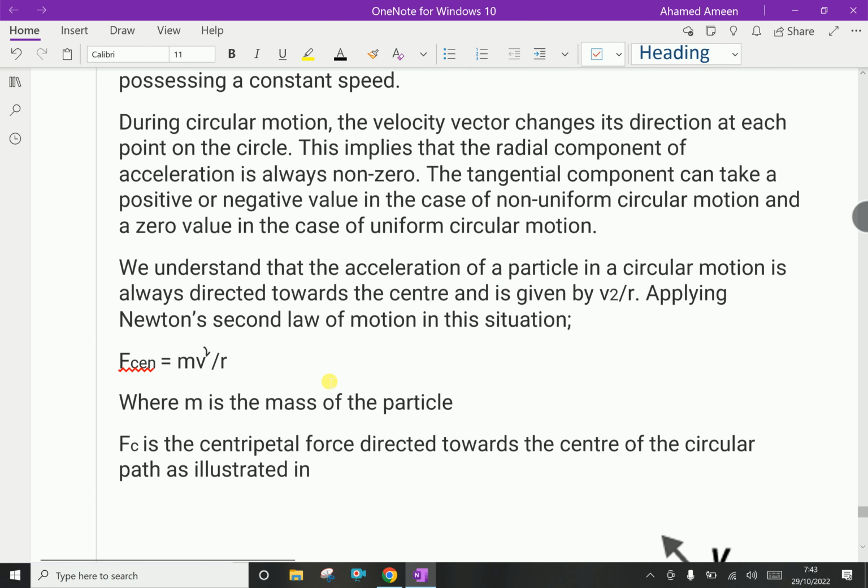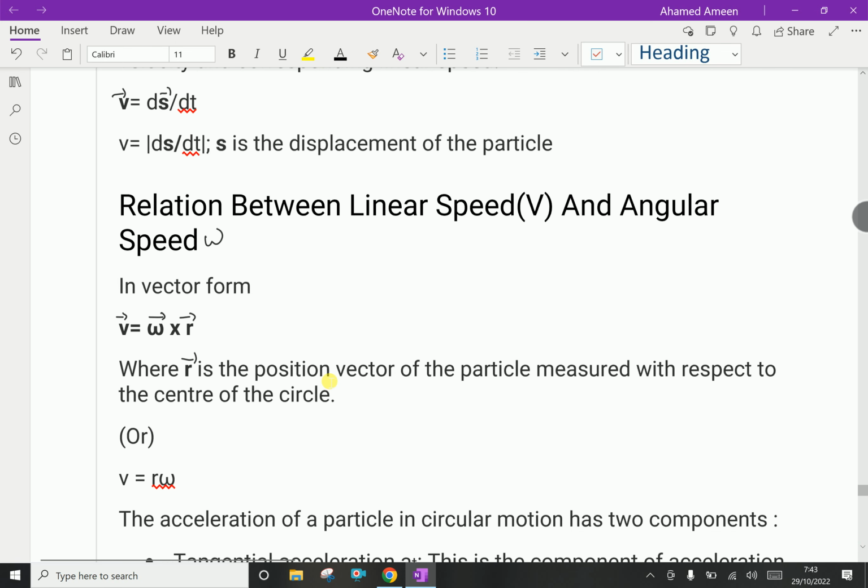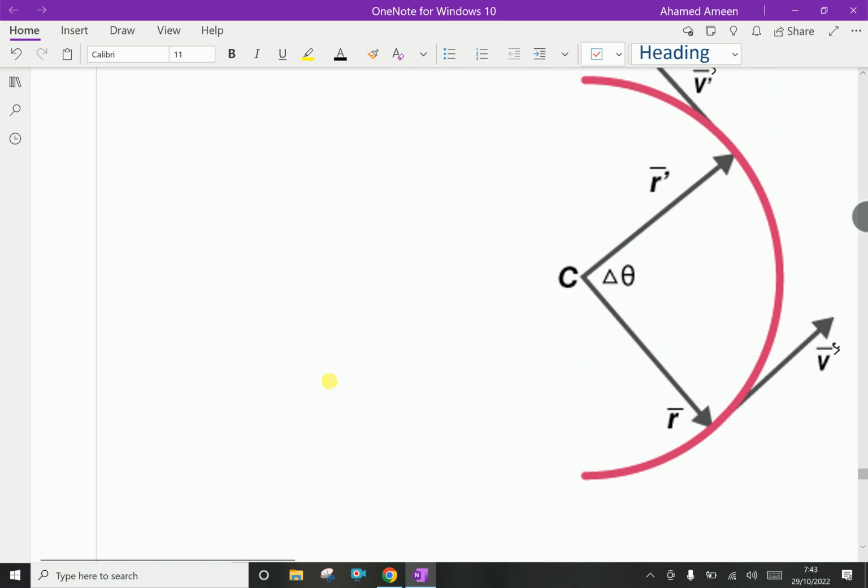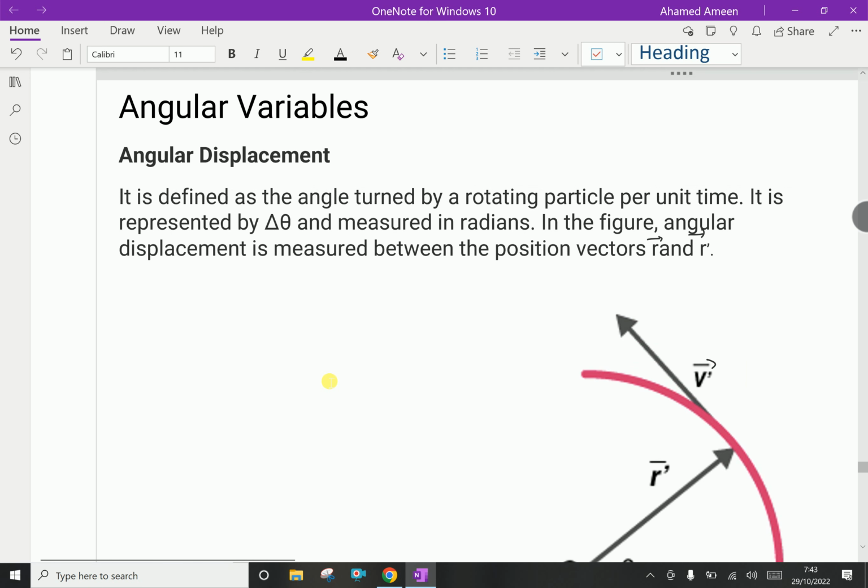So far we have discussed circular motion in detail. In further videos we will discuss circular motion further.